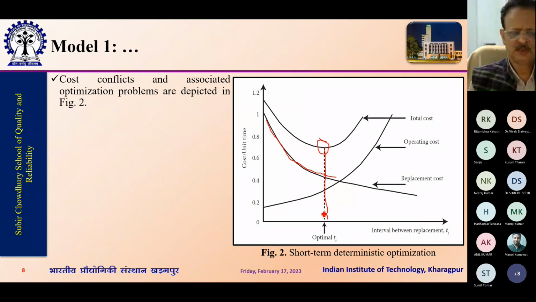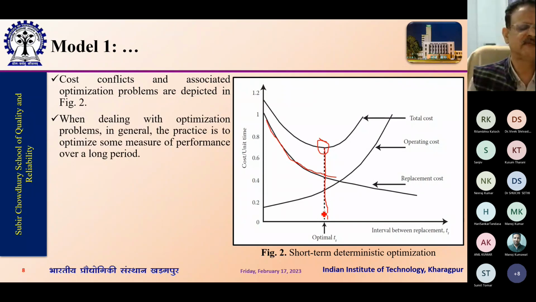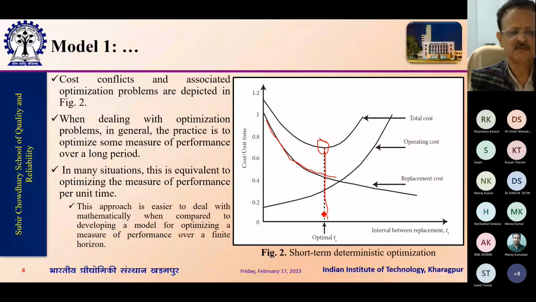Clear, sir. Yes, try to understand this figure because many of the things can be cleared once you use it. So regarding the performance measure, as I said, the operating cost is going to be high. So the total overall benefits we are going to get once we replace. In many situations, this is equivalent to optimizing the measure of performance per unit time rather than a finite horizon, right?